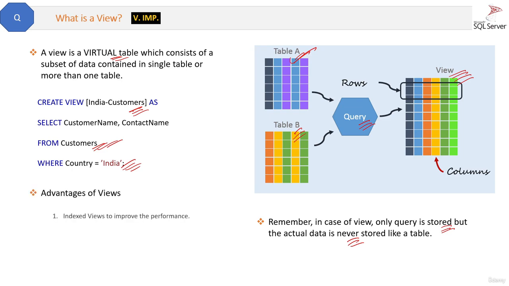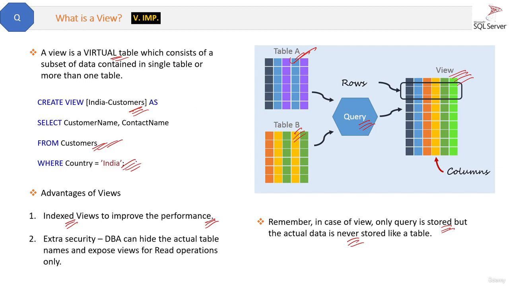First advantage is that table views can be indexed, and indexed views can improve the performance in reading the data. Indexing improves the reading of the data. It will increase the speed. Second reason is extra security.